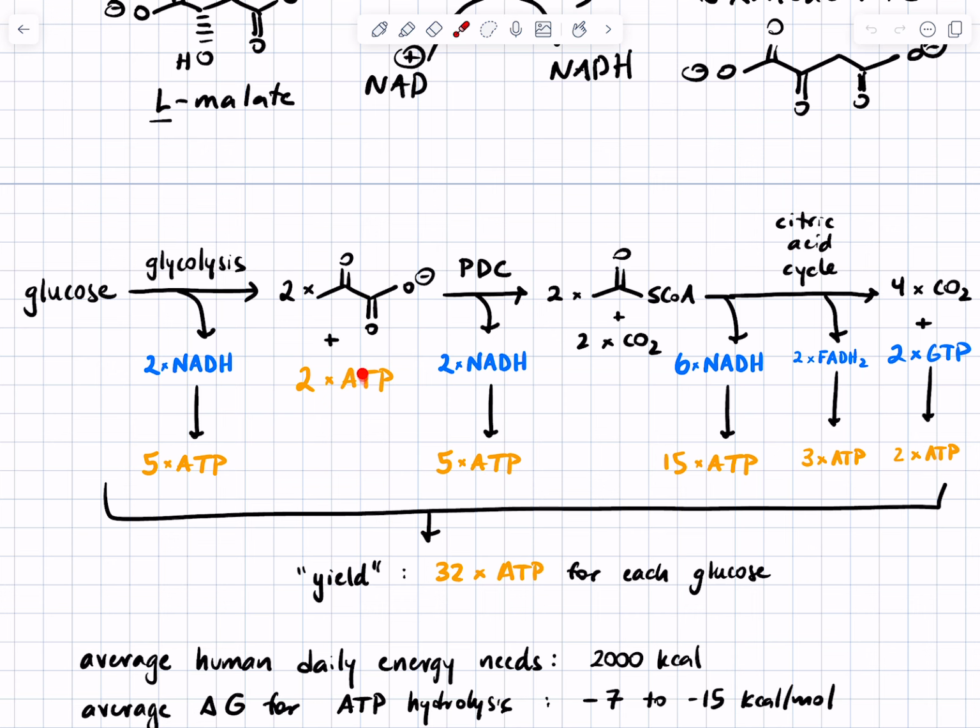Right. So 7 ATP overall from glycolysis. Then the pyruvate dehydrogenase complex converts pyruvate into 2 molecules of acetyl-CoA and 2 molecules of CO2. That's what you're breathing out. Along the way, we make 2 NADHs, which get converted into 5 ATP.